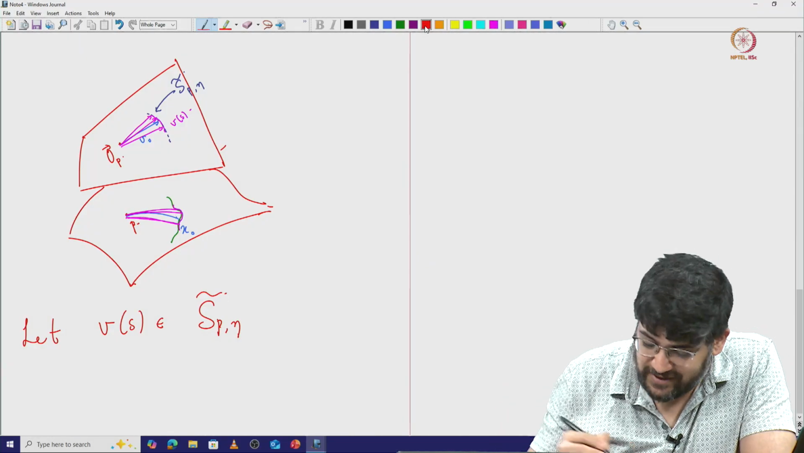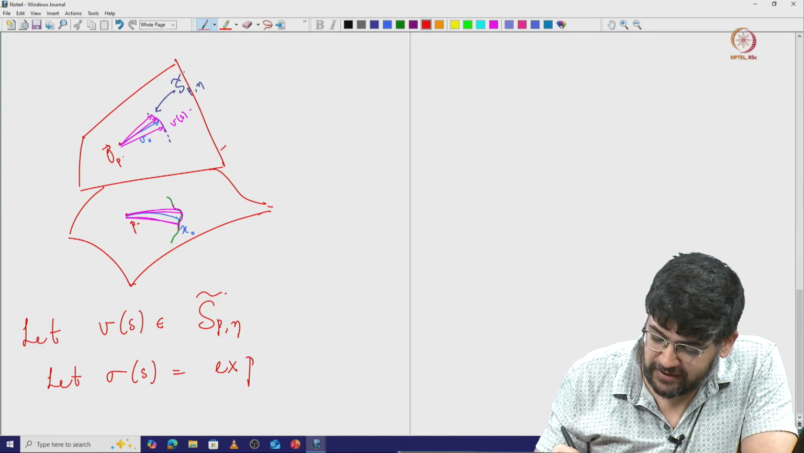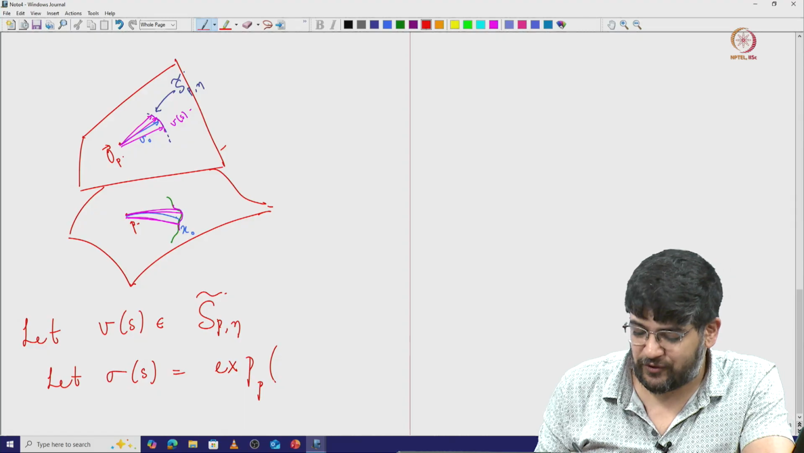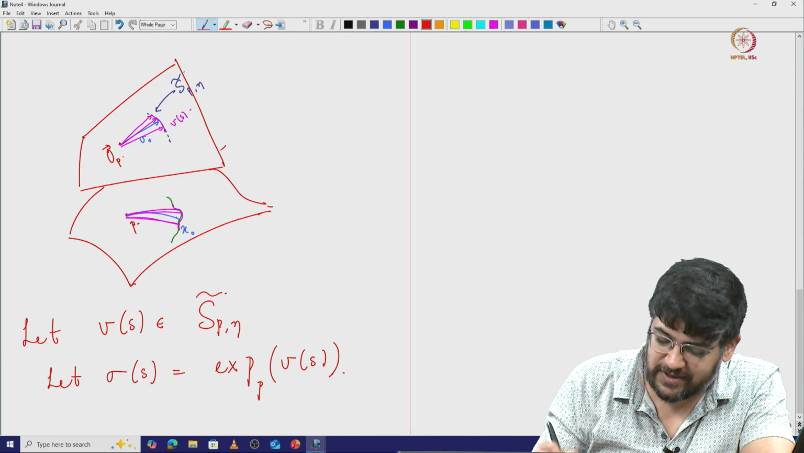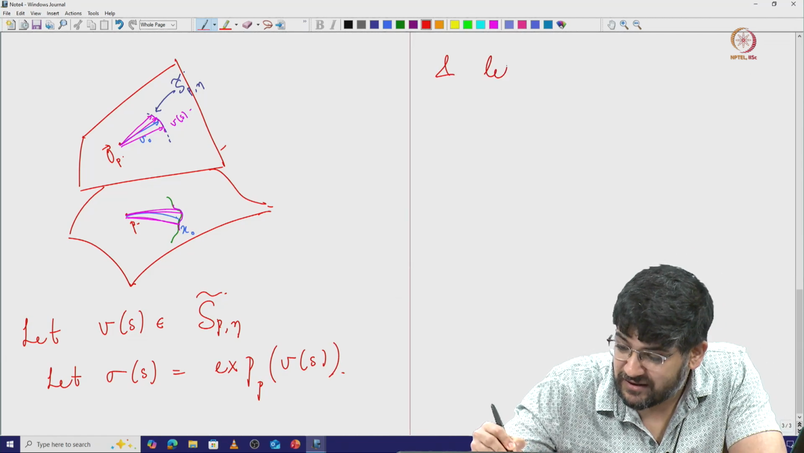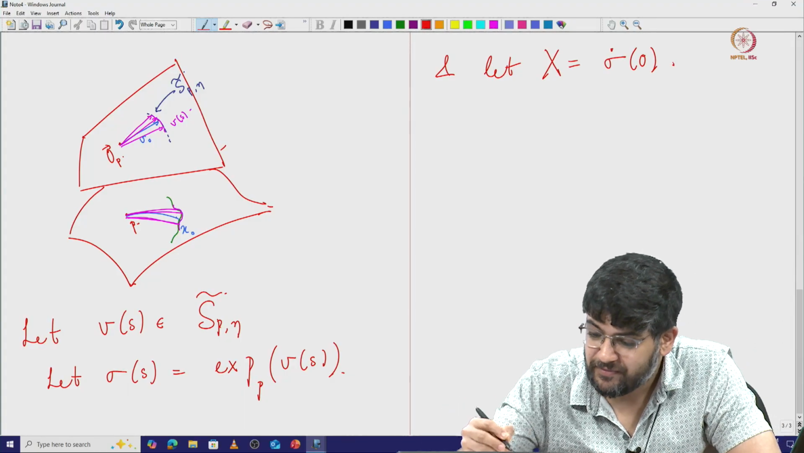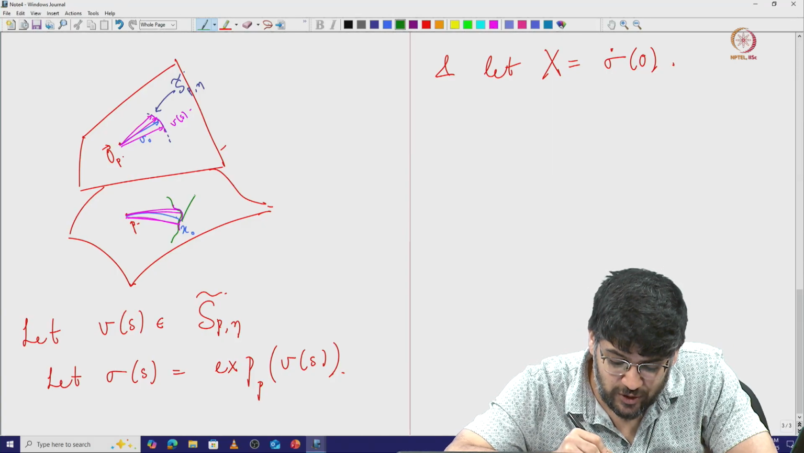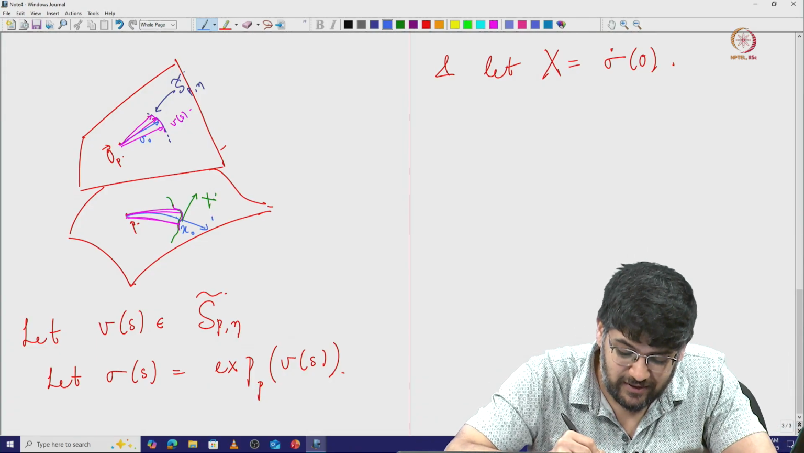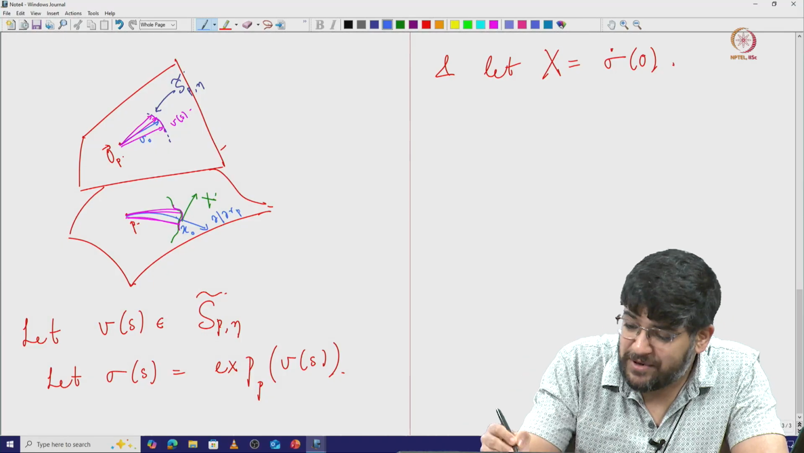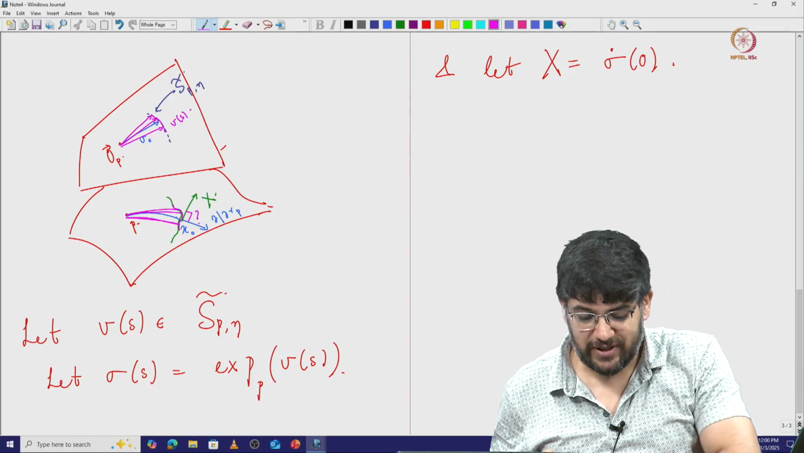Okay, so let sigma S be the corresponding path in the boundary of the geodesic ball. So that's the image under the exponential map of this V of S, and let X be the derivative at 0. So that derivative at 0 is given by this capital X, and you have the radial vector field del by del r p. So my claim is that this is actually perpendicular. Okay.